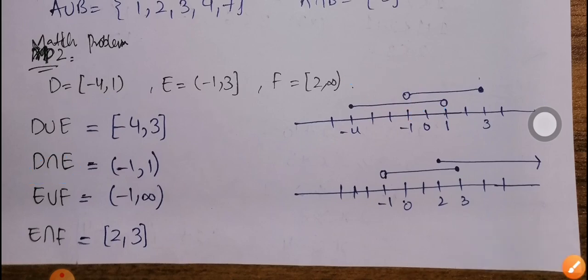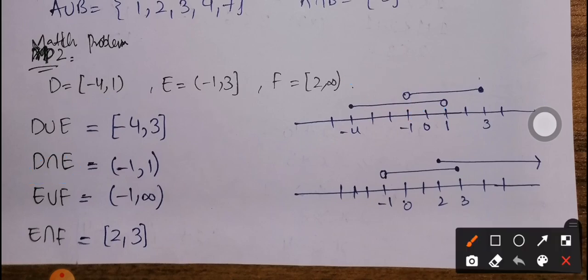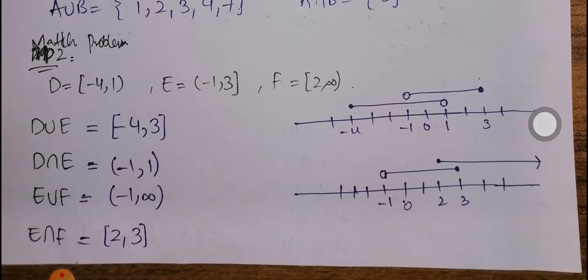Next we have E intersection F. Here I have drawn the graph of the intervals E and F. Here is the graph of E, -1 to 3, and here is the graph of F, 2 to infinity, that is starting from 2 and moving towards infinity. So the union is clearly from -1 to infinity, and when we talk about the intersection, here is the intersection part or the crossing part, so it is going to be 2 to 3. So it must be closed from 2 and closed from 3.